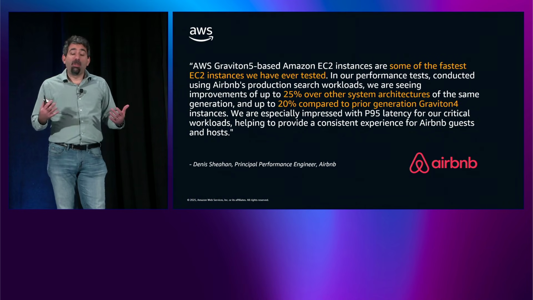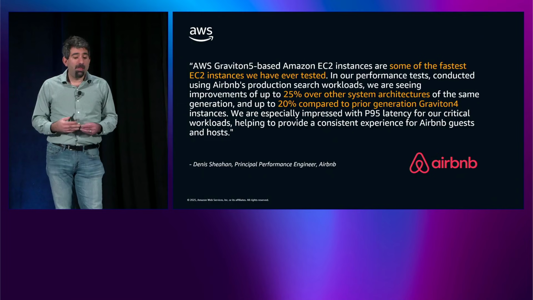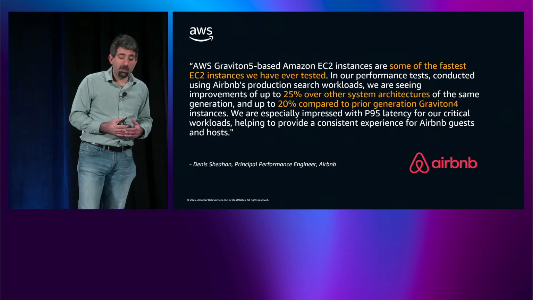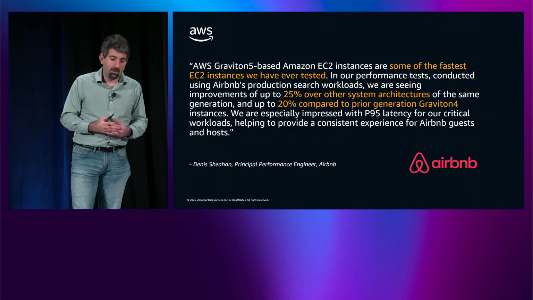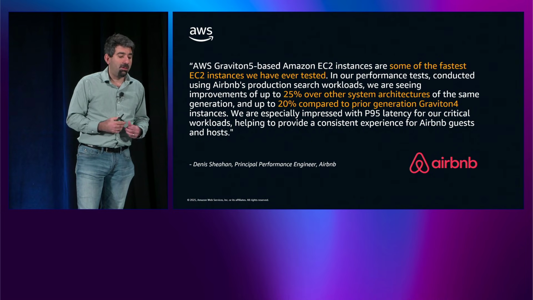Airbnb has also adopted Graviton. And they tested our M9G instances and said they are some of the fastest instances that they've ever tested, and found it to be 25% higher performance than other system architectures.